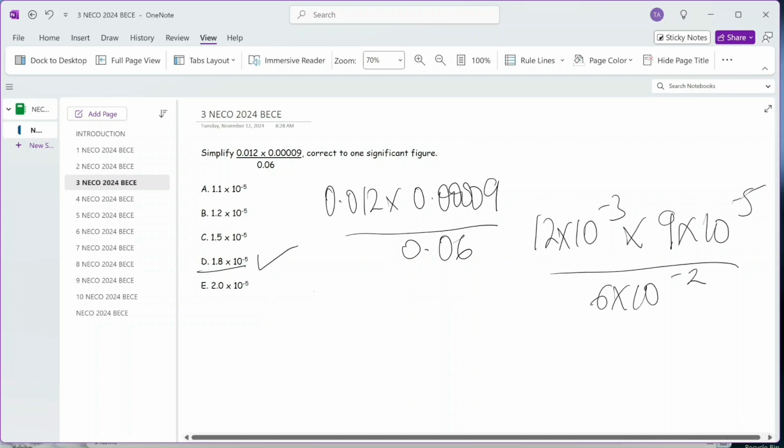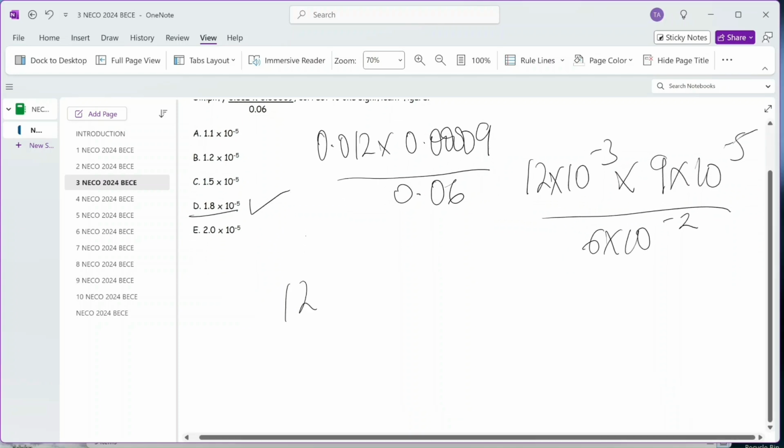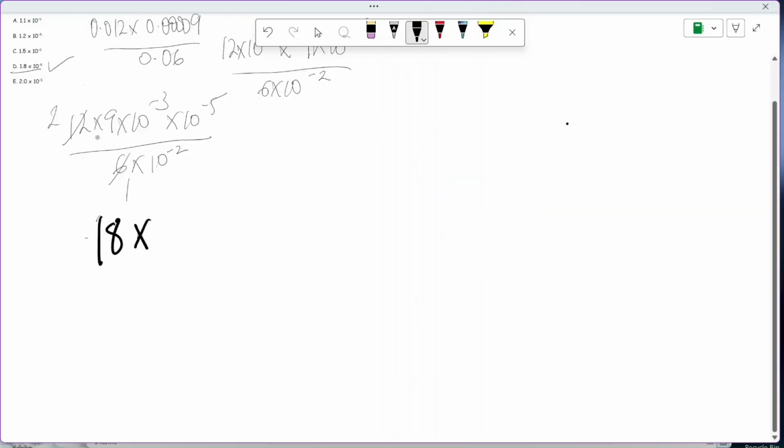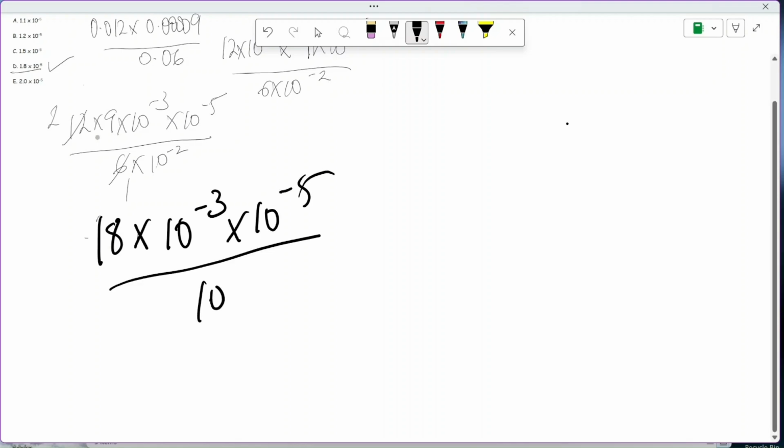Since they are all multiplying themselves, we can rearrange as 12 times 9 times 10 raised to power minus 3 times 10 raised to power minus 5 over 6 times 10 raised to power minus 2. Now we can see 6 here, 6 in 12, that's 2. We've done this, then 6 is off. We've worked on the whole numbers. Then we have the tens with powers. So we have 2 times 9, 2 times 9 is 18 times 10 raised to power minus 3 times 10 raised to power minus 5 over 10 raised to power minus 2.